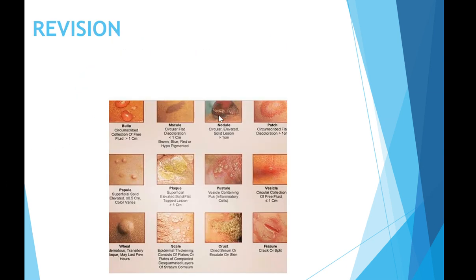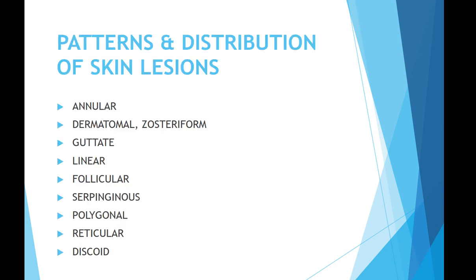This is just a revision of these. This is bullae, this is a macule, then the nodule, the patch, the vesicle, the pustule, the plaque, the papule, the wheal, the scales, the crust, and the fissures. These are all the skin lesions. Out of these, we have the primary skin lesions and the secondary skin lesions. The primary skin lesions arise due to the primary insult to the skin, and the secondary skin lesions usually arise after the primary insult has resolved, whether it was an infection, surgery, or trauma.